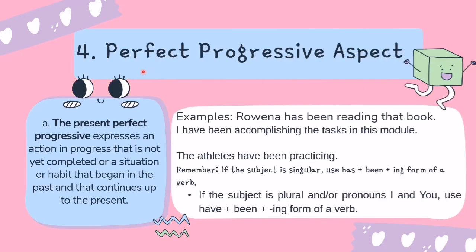And number 4, perfect progressive aspect. The present perfect progressive, in letter A, expresses an action in progress that is not yet completed, or a situation or habit that began in the past and that continues up to the present.